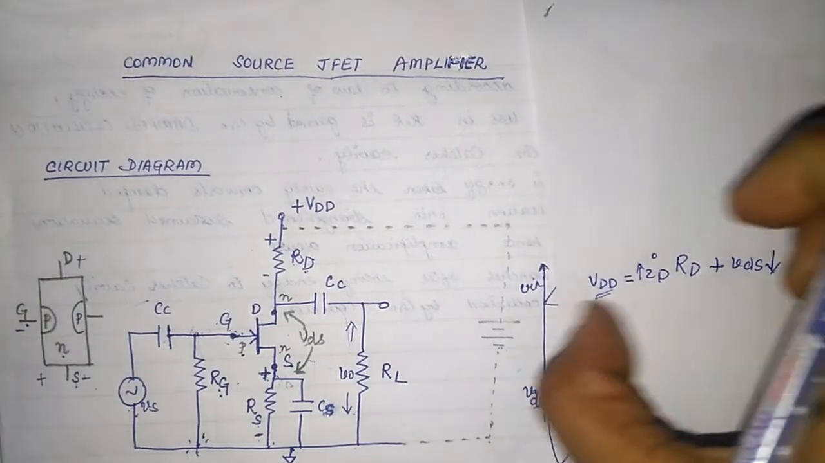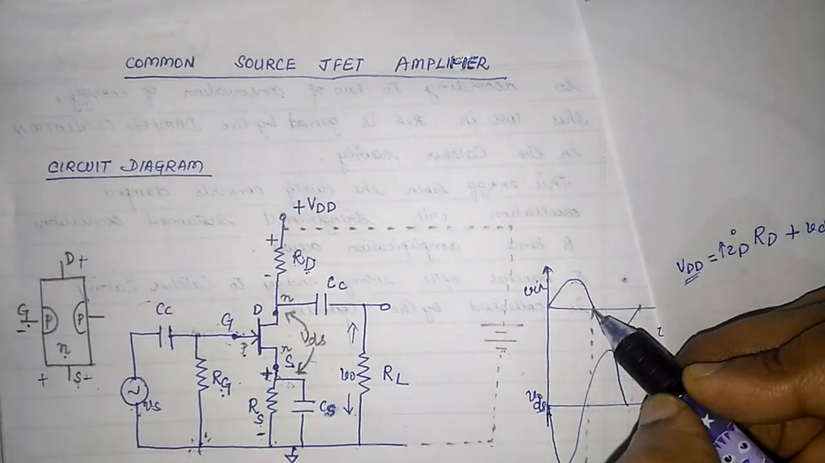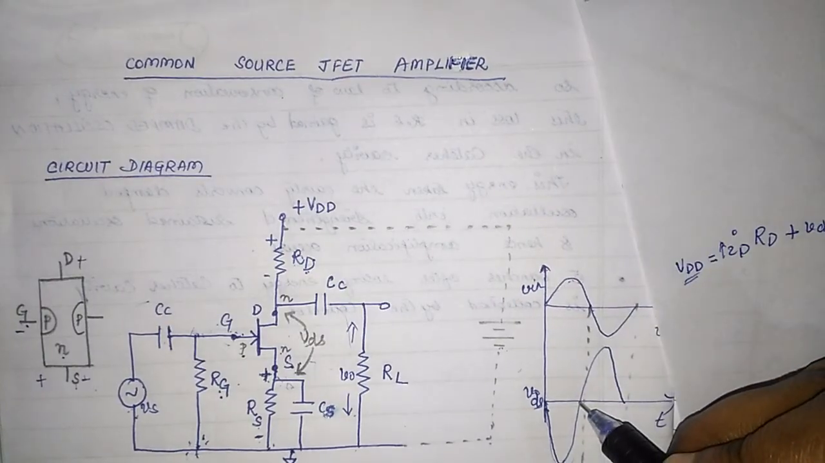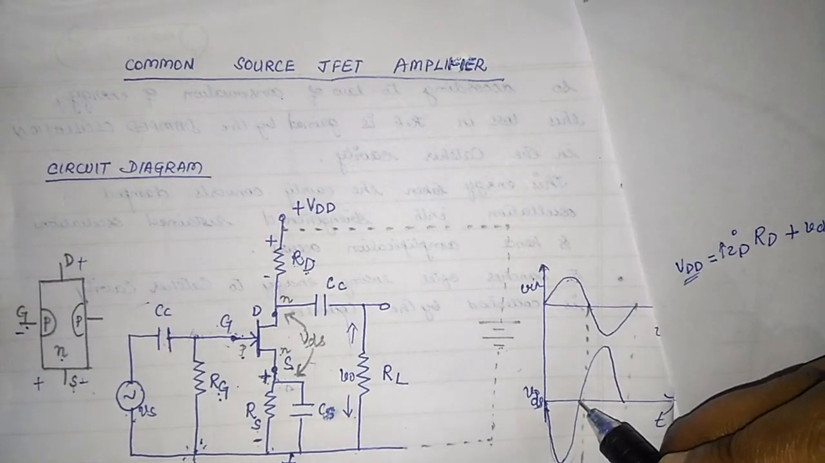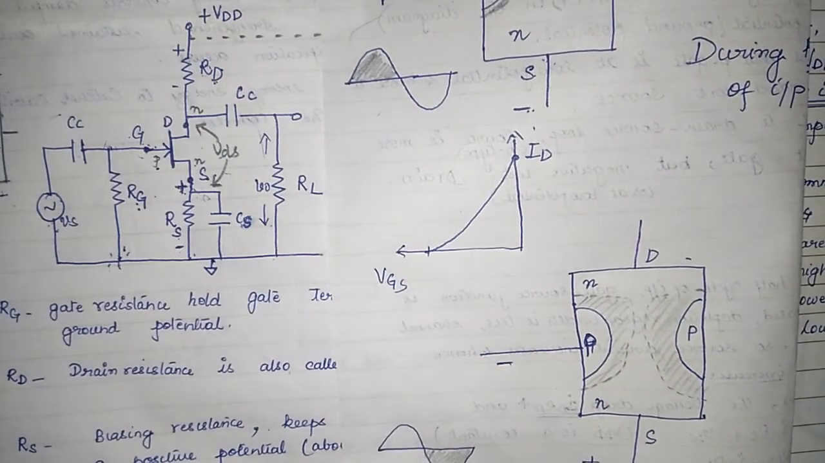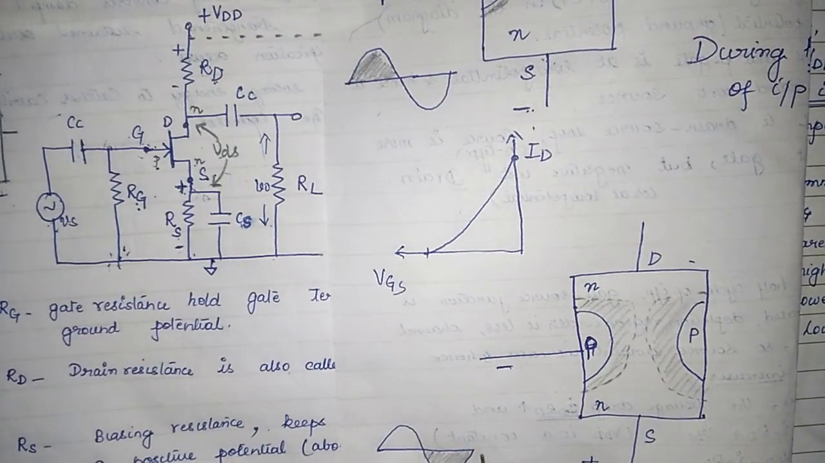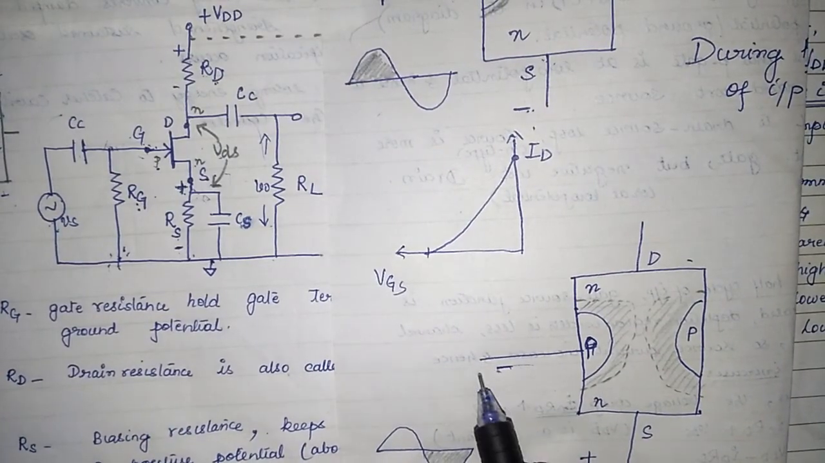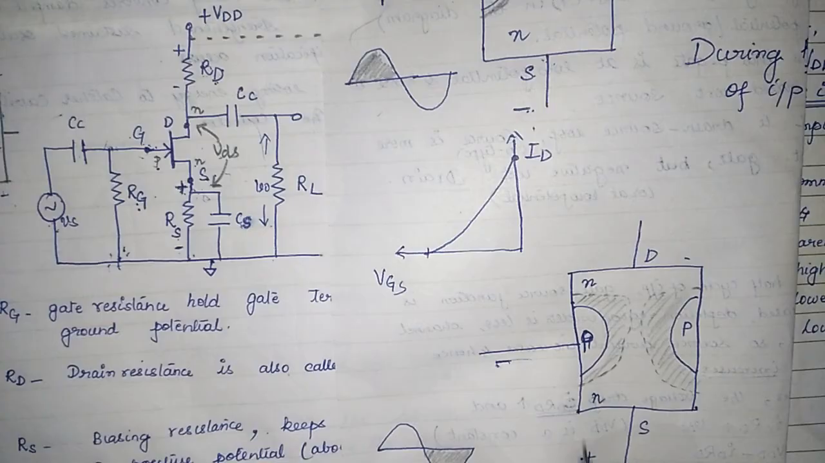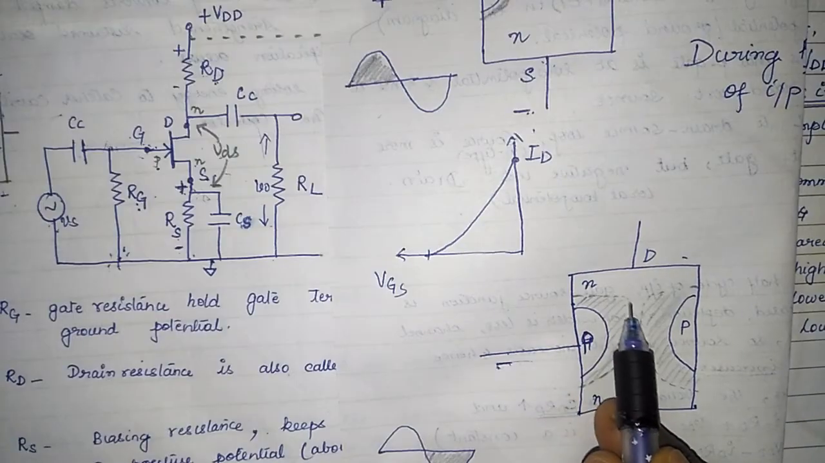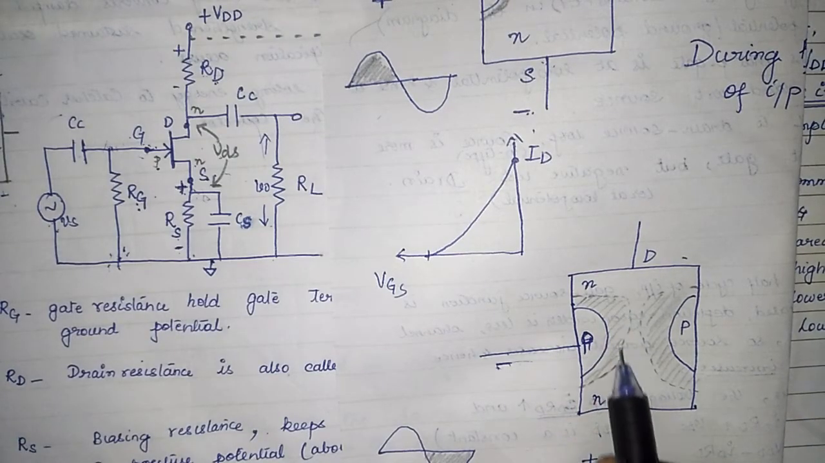So during the positive half of the input cycle, what are we getting? We are getting an amplified negative half of the input signal. So during the negative half of the input signal, what's happening? The gate is negative with respect to the source. So if the gate is negative with respect to the source, the reverse bias across the gate-source junction is more. So if reverse bias is more, what happens to the depletion width? The depletion region width is large.